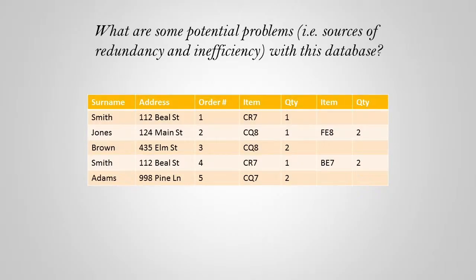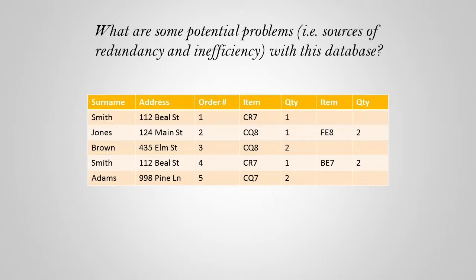Okay, moving on to the next slide, I want to ask you, after having looked at this table and seeing what kind of data is in there, what are some potential problems with this database? By problems, I mean sources of redundancy and inefficiency. There are a few things that are repeated, and a few inefficiencies in this table. So what do you think when you look at this table?